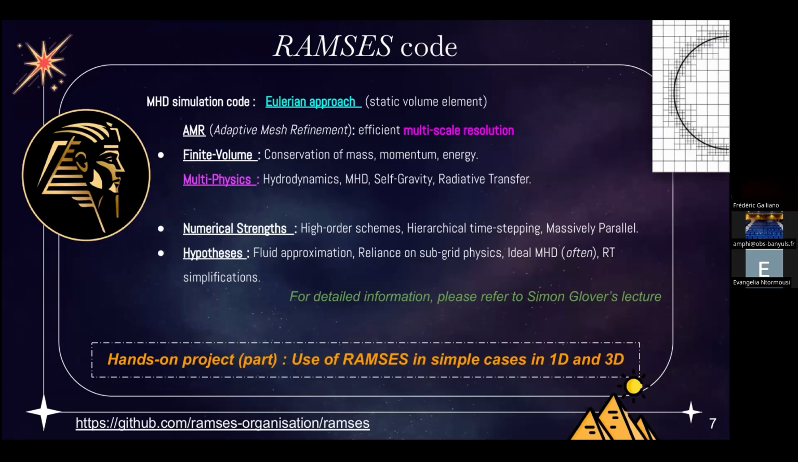If you have a question, discuss it with Simon and see his lecture. So we used Ramses first on really simple 1D and 3D models. It's not a really straightforward simulation to do, but we used that, and then we created our own input file in order to create our own set of instability.